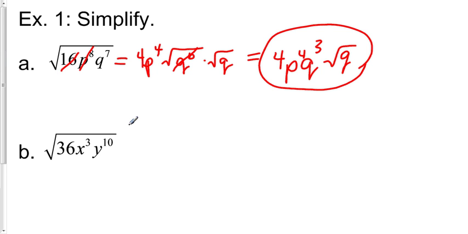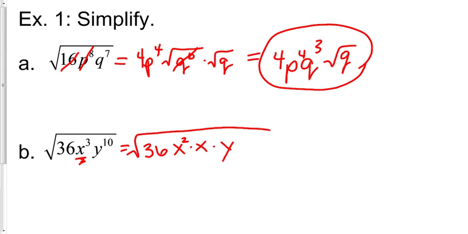Okay, so let's look at letter B. Very similar problem. We've got the square root of 36, x to the 3rd, y to the 10th. Well, the one that I need to worry about here is x to the 3rd. I need to split that up. So let me show you another way of writing it. We could leave the square root of 36 because that's a perfect square. Then you've got x to the 3rd. We need to split that into an even power, x to the 2nd times x. And then y to the 10th already has an even power on it, so that one's okay. We'll leave that one alone.